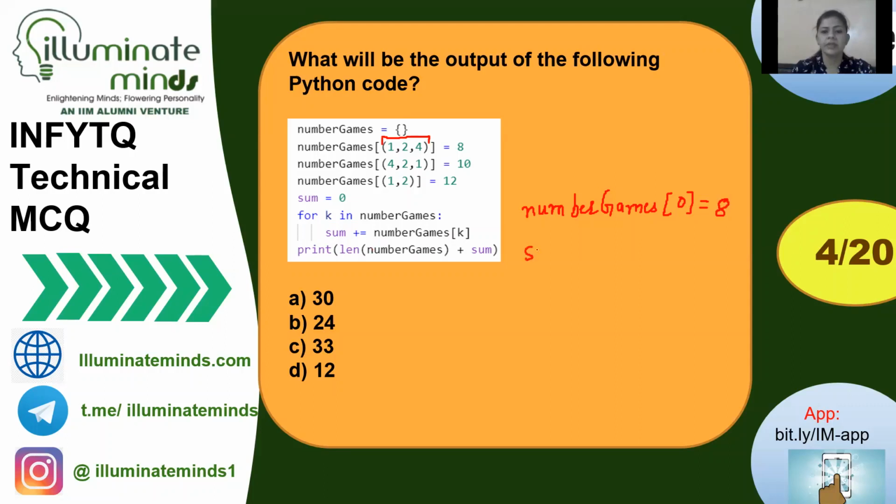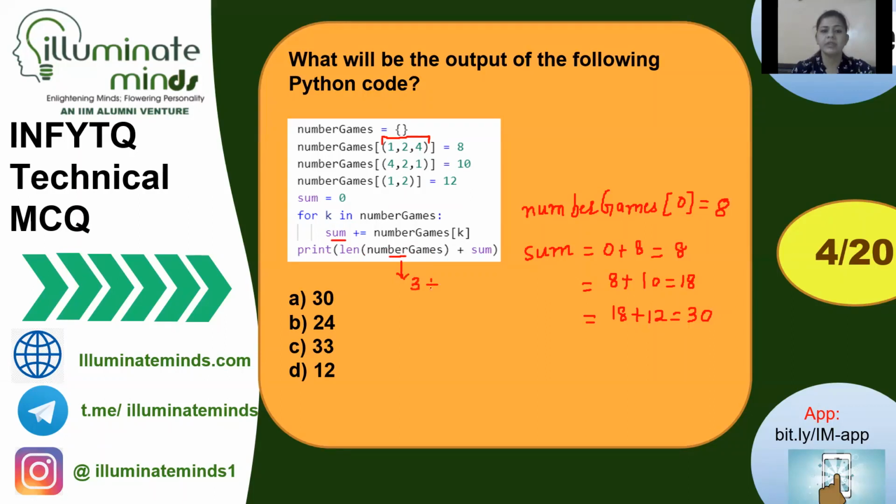So sum becomes 0 plus 8, which is 8. Next time, sum has the value of 8. It will add 10, which gives us 18. And then 18 plus 12 gives us 30. Once we come out of the for loop, sum has the value 30. Next is a print statement. It takes the length of number games and adds sum to it. And what is the length of number games? It is 3.